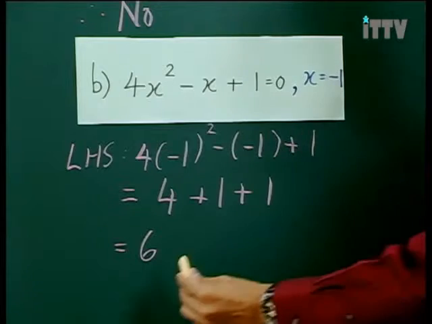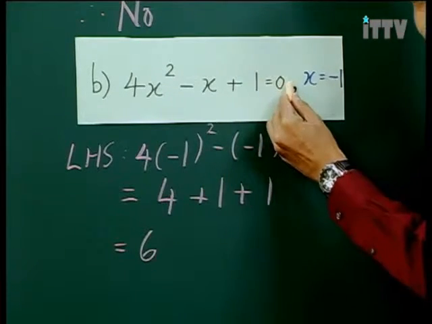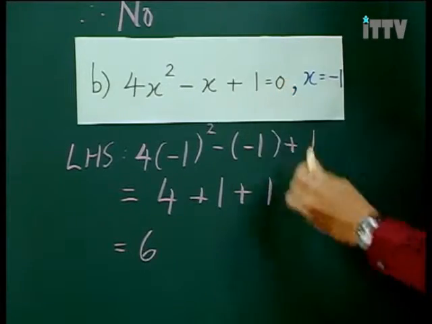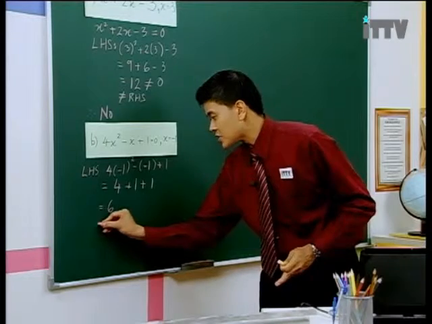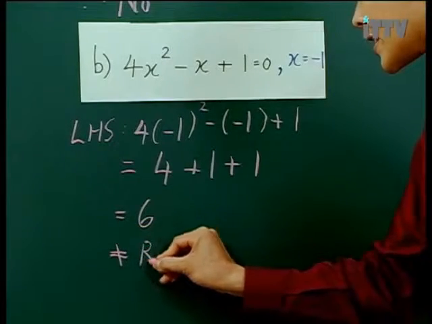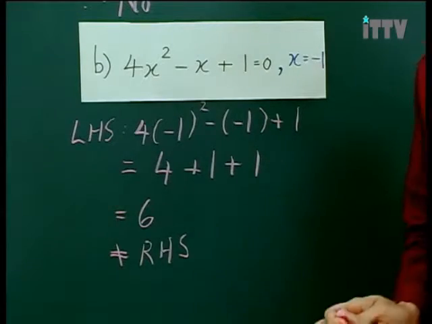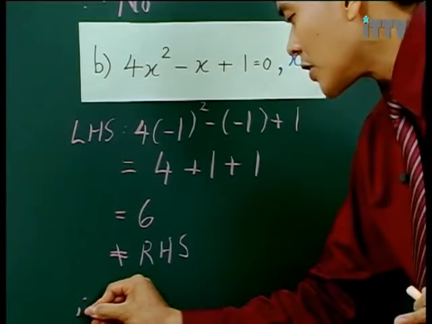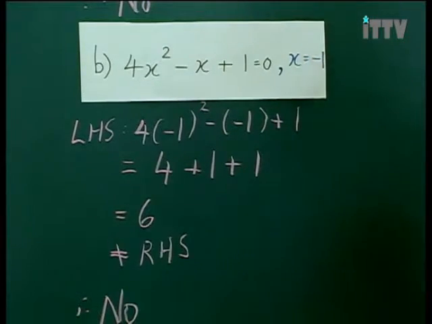Why? Because this is the value of the left hand side, which is 6. The value of the right hand side of the equation is 0. 6 doesn't equal 0, so it is not equal to the right hand side. So this value is not the value that we are looking for. Not the root. All you have to do is reject that value. Say it is not a solution.